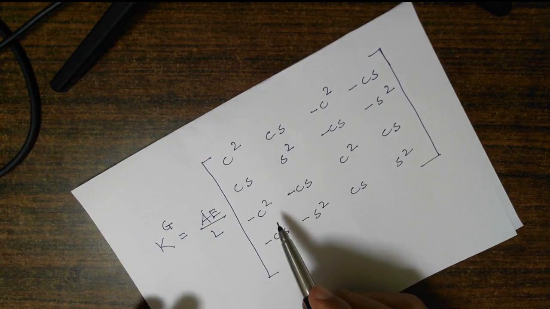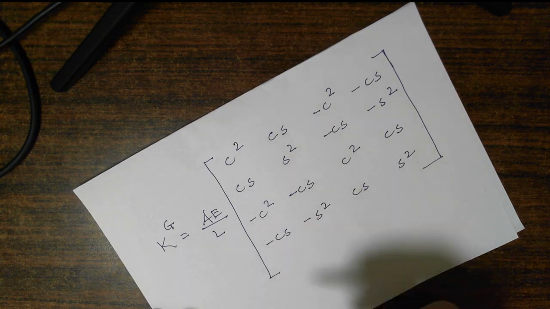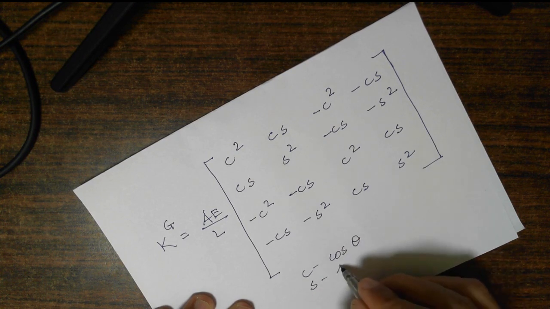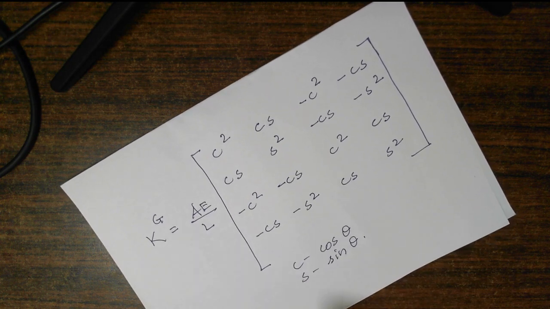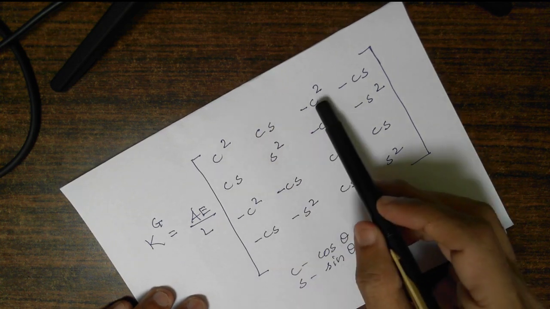My friends, pay attention. This is the stiffness matrix of a truss element in global form. C, as all of us know, is cos theta. S is sin theta, where theta is the angle made by the truss member with respect to the local x direction, measured in anti-clockwise direction.